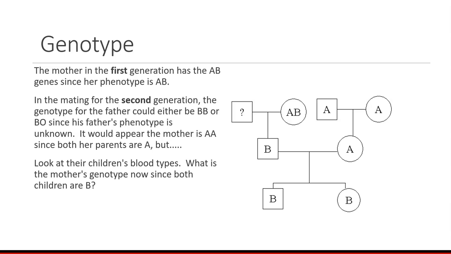homozygous A since both parents are A, but look at their children's blood types. What is the mother's genotype now since both children are B? She must be an AO. There's no other way to explain, unless the father wasn't the father, but we're not going there. We're going to pretend this truly is the father. So again, applying your blood group genetics to a pedigree, you're able to determine the genotypes from phenotypes.